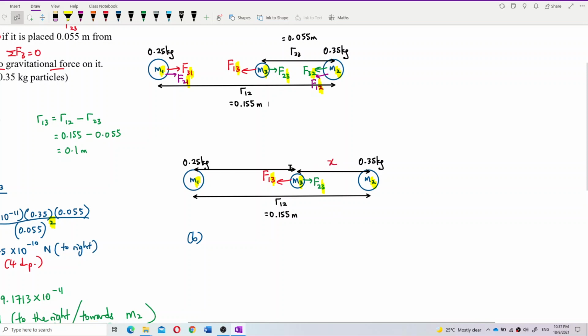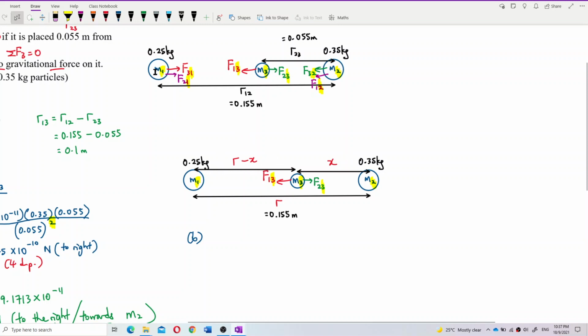How about this part? This part you should put as r minus x. And this one we regard as r. Understand? The distance between 1 and 2 is r, and the distance between 2 and 3 you put as x. Between 1 and 3 is the long one minus the short one, so the remaining is r minus x. So we must build this first.